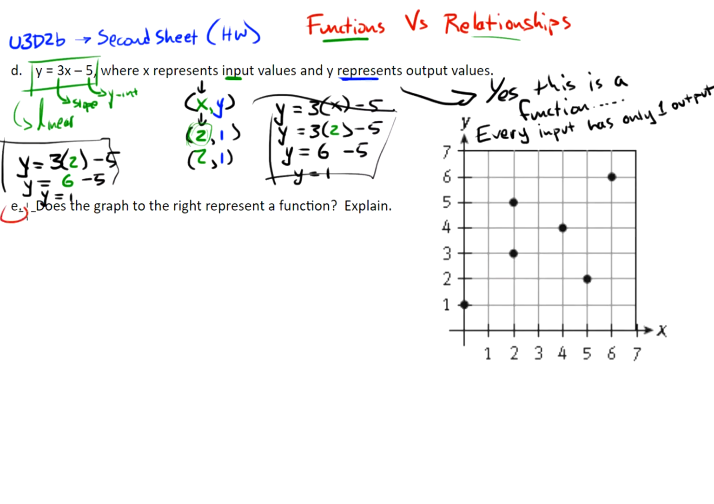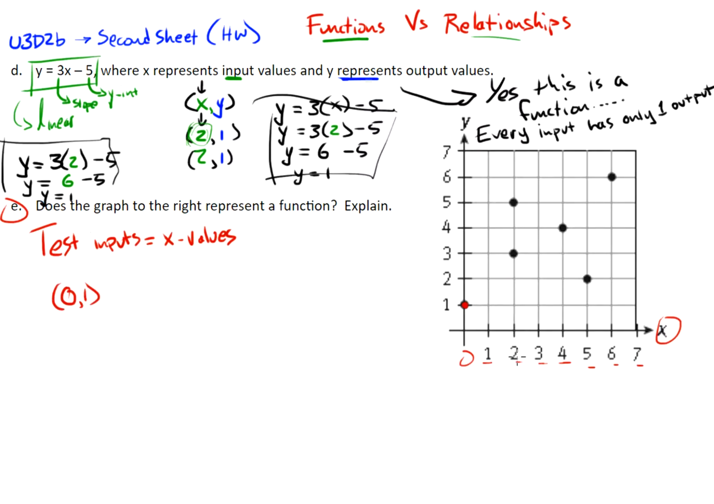Does the graph to the right, this one right here, represent a function? Again, we should remember to test inputs. Well, what are inputs? Inputs are x values. Where are my x values? My x values are all down here. There's one x value that's not listed. That's the 0. So at 0, I have 1. So I know I have 0, comma, 1.